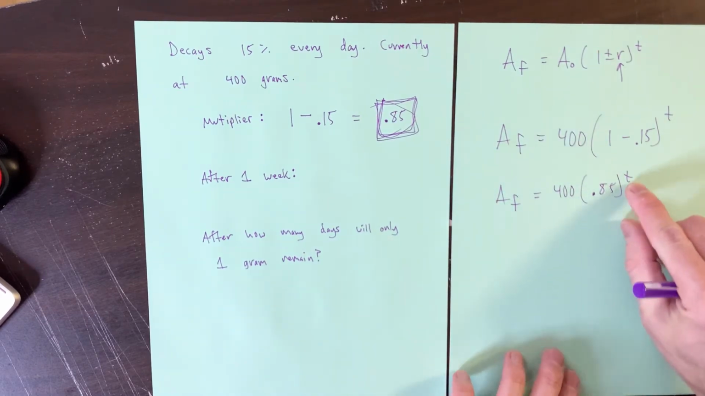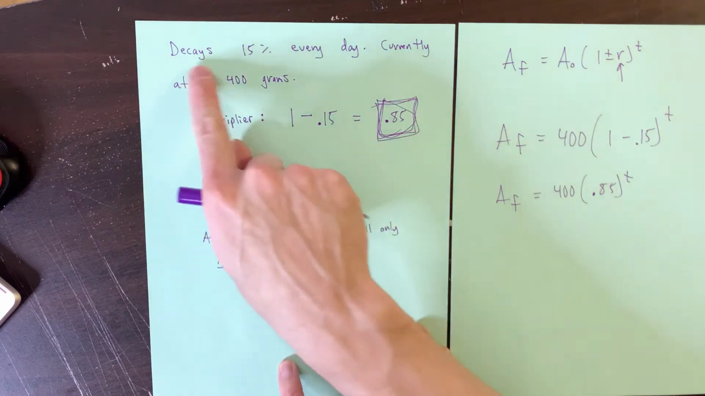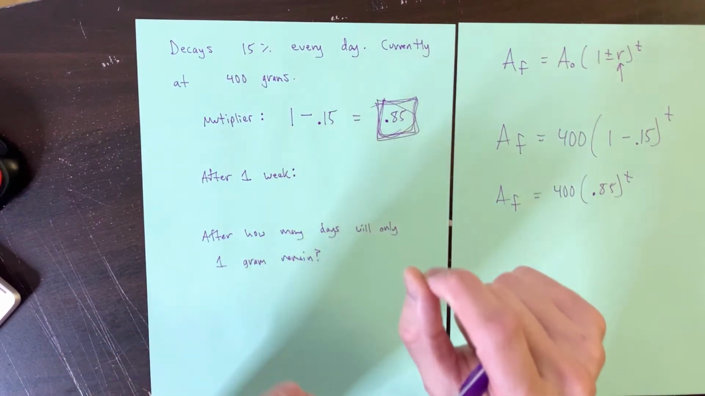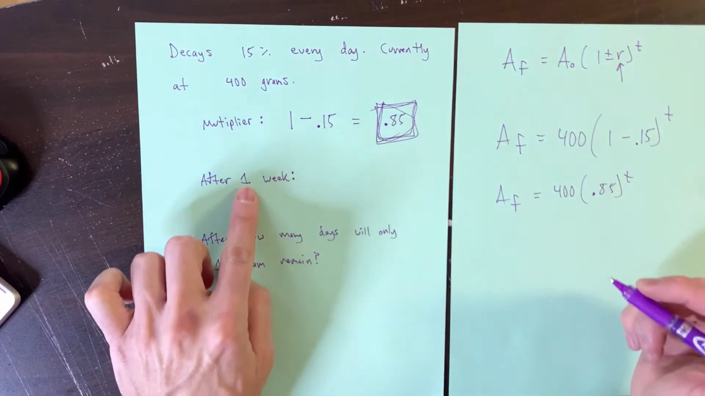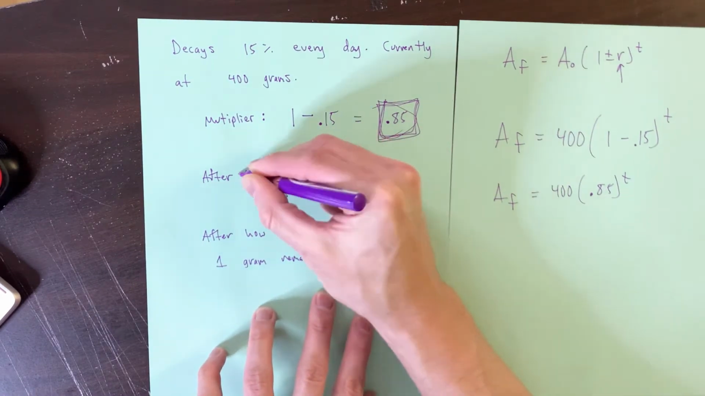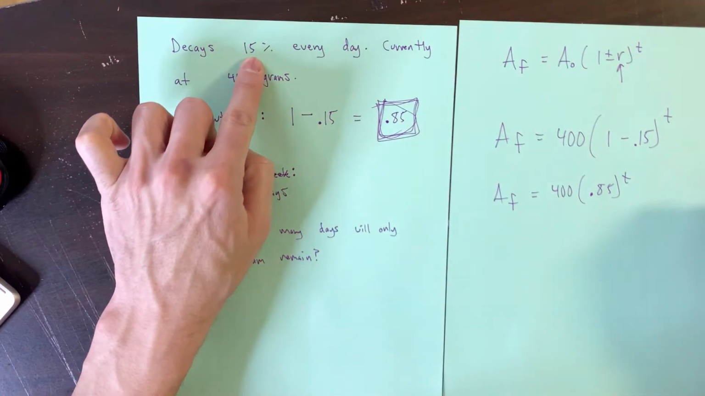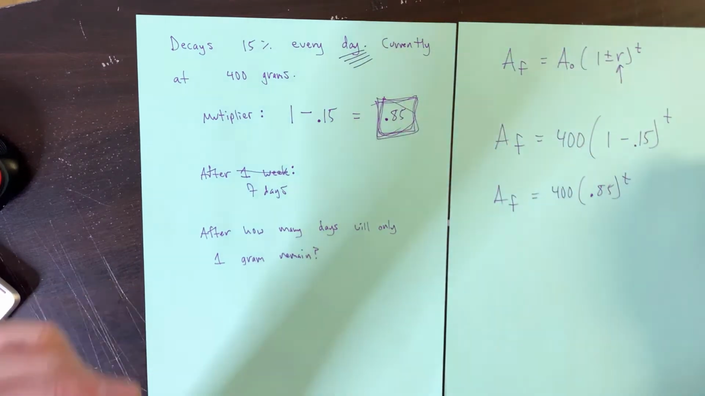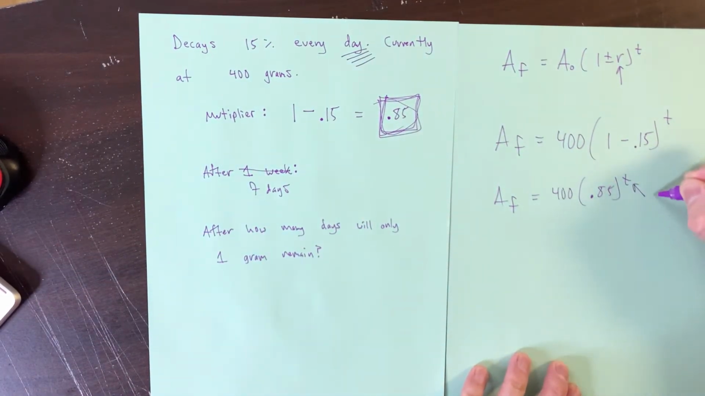Now, time. How much time are we talking? Look, it says 1 week, but remember, the decay is expressed in terms of days. So everything has to respect the percentage. The percentage is in terms of days. So when they're saying 1 week, they're really saying 7 days. Their time must conform to the percentage time. 15% every day. Everything is in terms of days. So 1 week is 7 days. So I'm going to drop in 7 in for time.